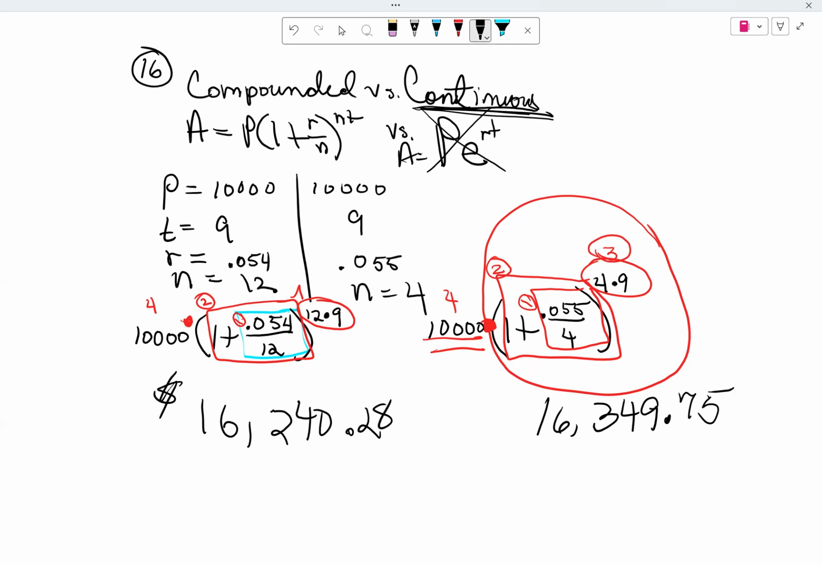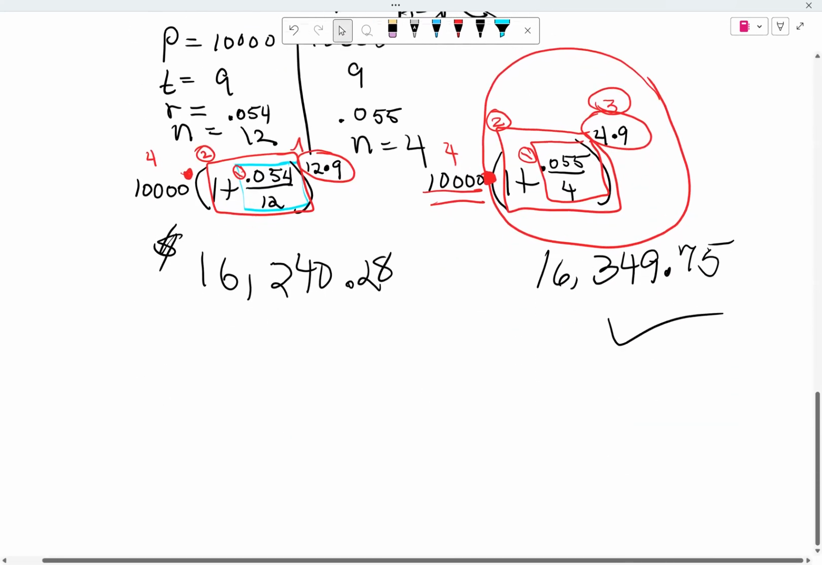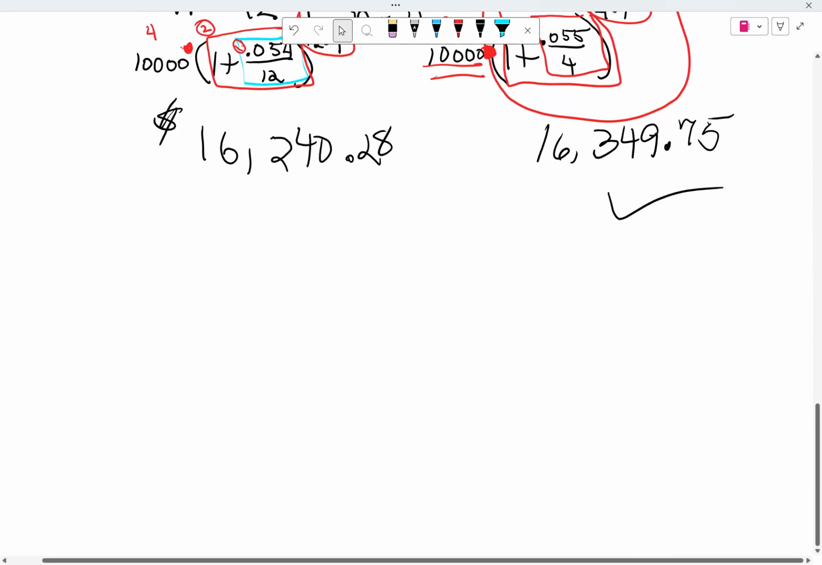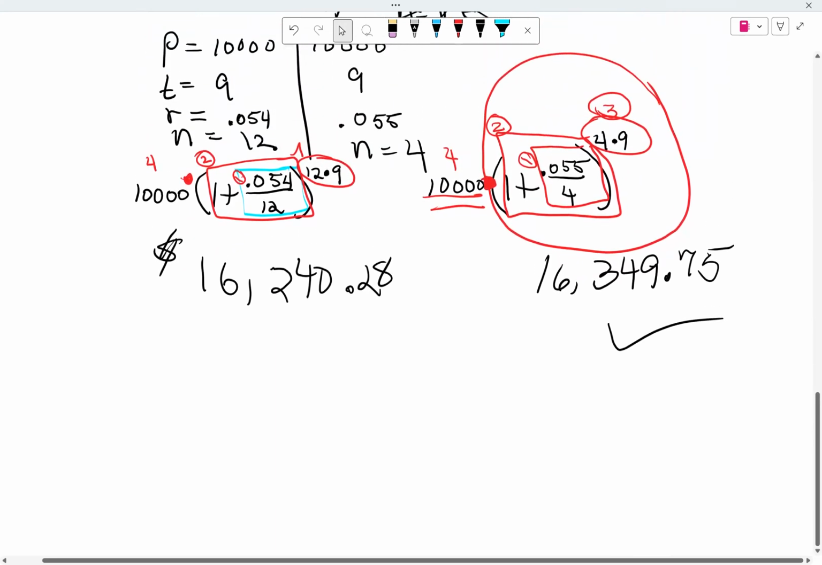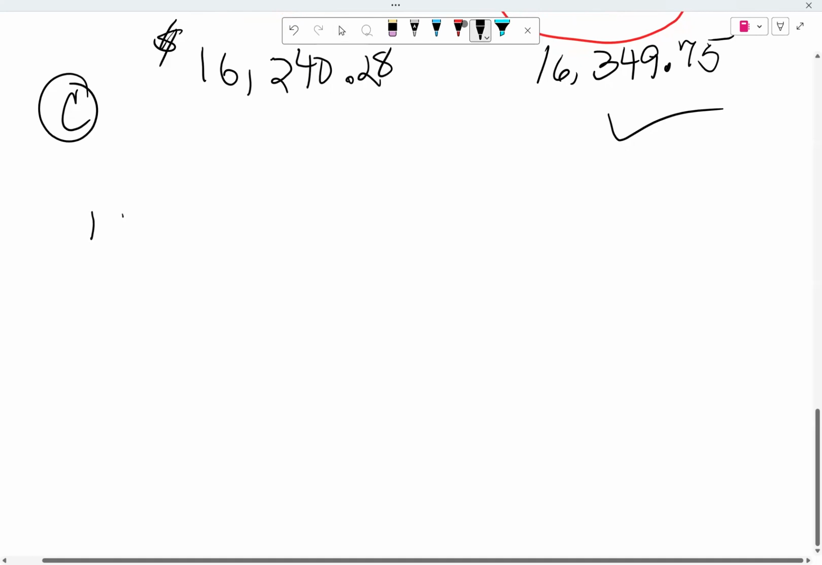So which is a better investment? More money, right? More money wins. Okay, so that was number 16. The answer would be C for you, yes. Okay, number 15. Let's look at 15 real quick.